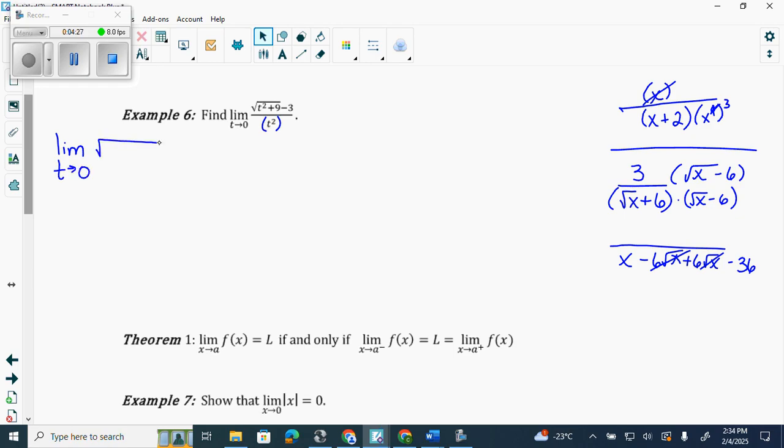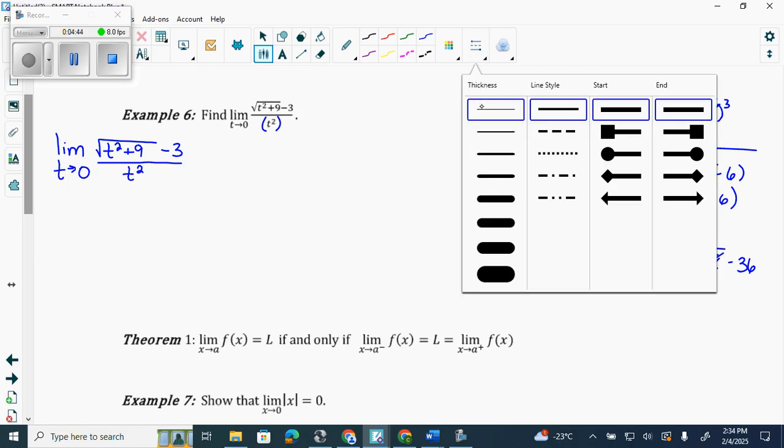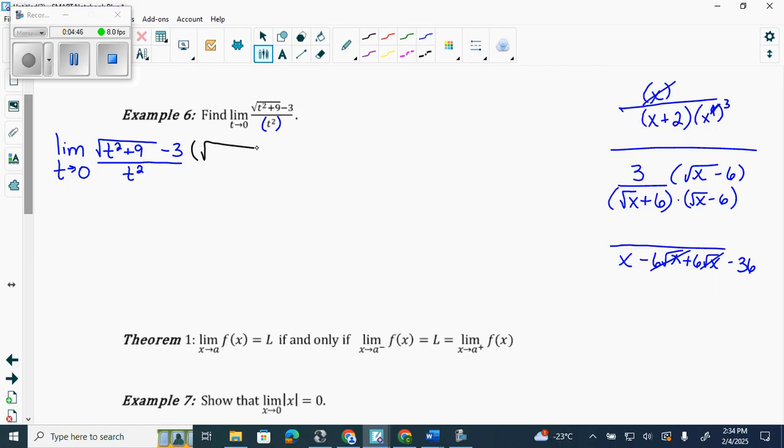People are like, I ran out of room because you put the question in the middle of the page. You shouldn't be working off the question, so you should be starting on the far left. So we're not always multiplying by the conjugate of the denominator. Sometimes it's the numerator. So for this one, I am going to multiply by square root t squared plus 9 plus 3. And when I do the top, I have to do the bottom.